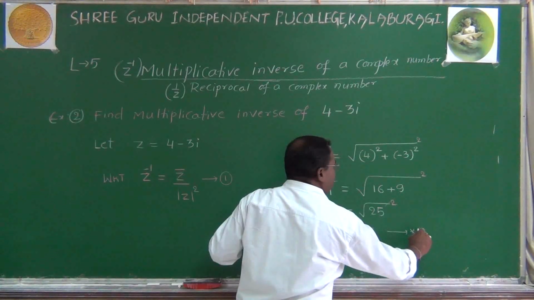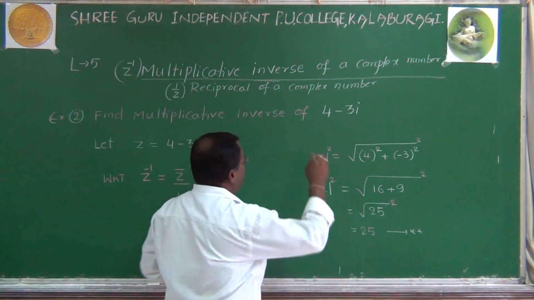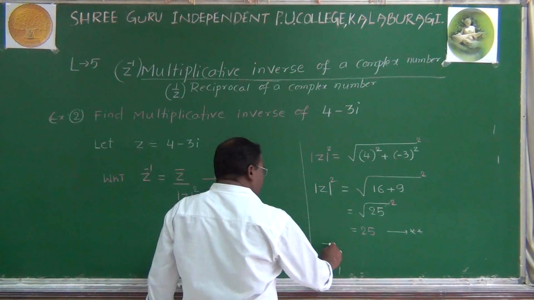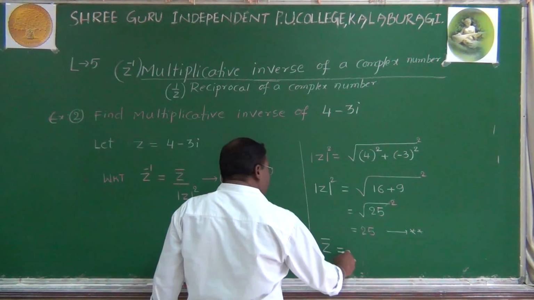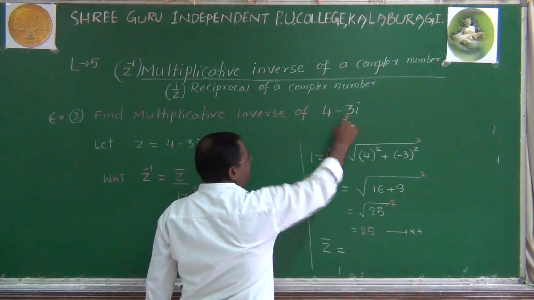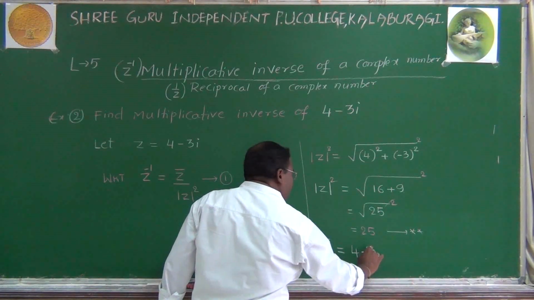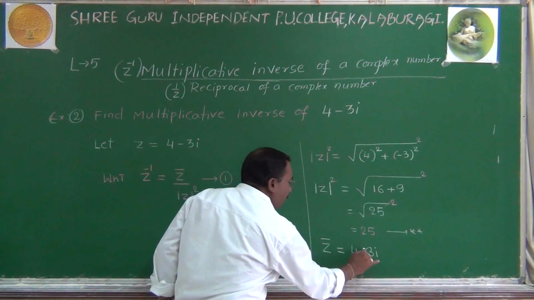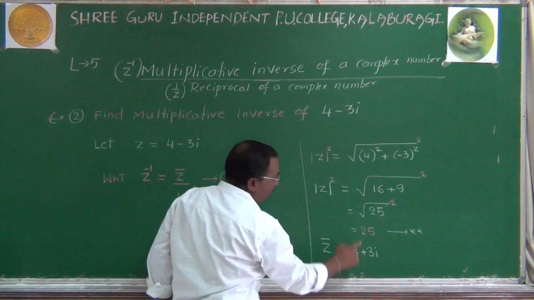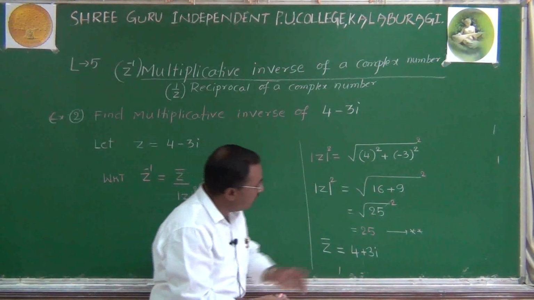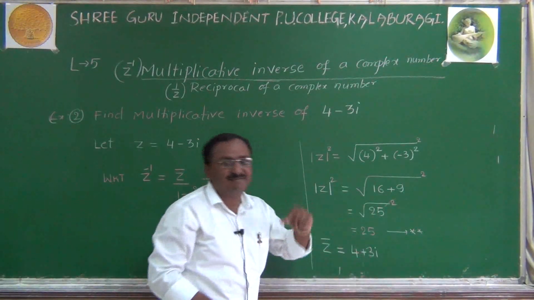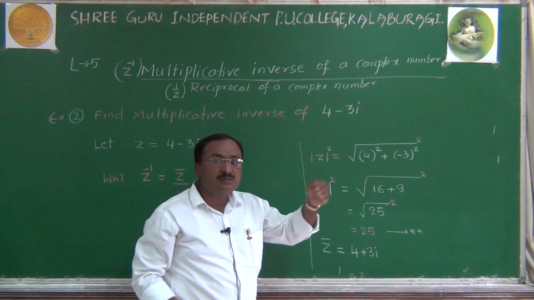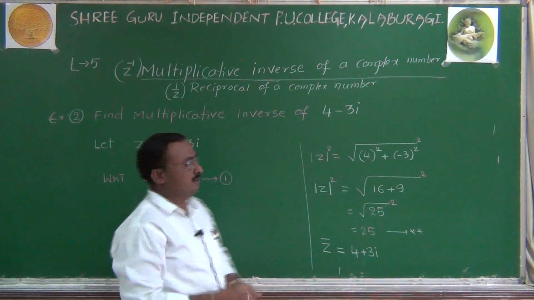Next, to find z bar: z bar is equal to the conjugate of 4 minus 3i, and 4 minus 3i becomes 4 plus 3i. Bar means change the sign of the imaginary part. That is the meaning of conjugate. Conjugate means bar, and bar means change the sign of the imaginary part.